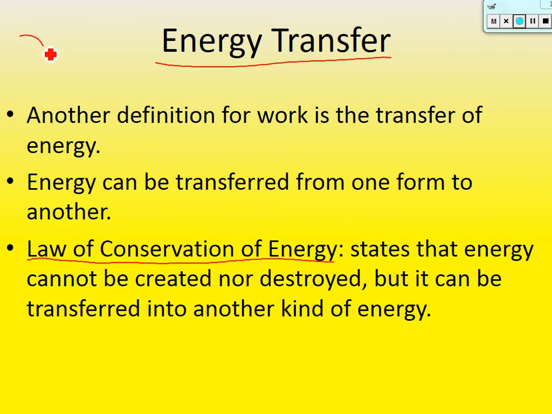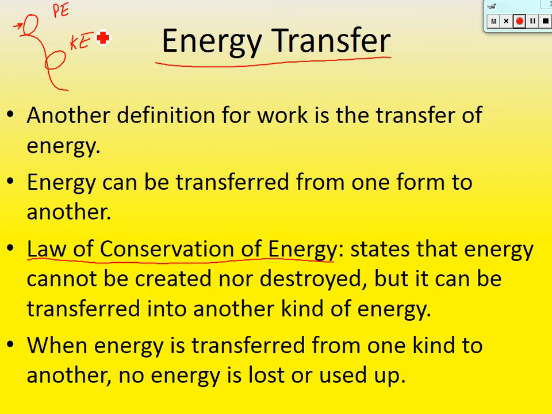Like we were talking about earlier with the boulder on the side of a hill. If it's just sitting there, what kind of energy does it have? Potential energy. Well, if you push that off the hill, it's going to transfer that energy to what? To kinetic energy. So energy can't be created, nor can it be destroyed, but it can change forms. When energy is transferred from one kind to another, no energy is lost. You can't destroy it. And no energy is used up. You can't create or destroy energy. So we've got to track where the energy is going. And that can be a little bit tricky.